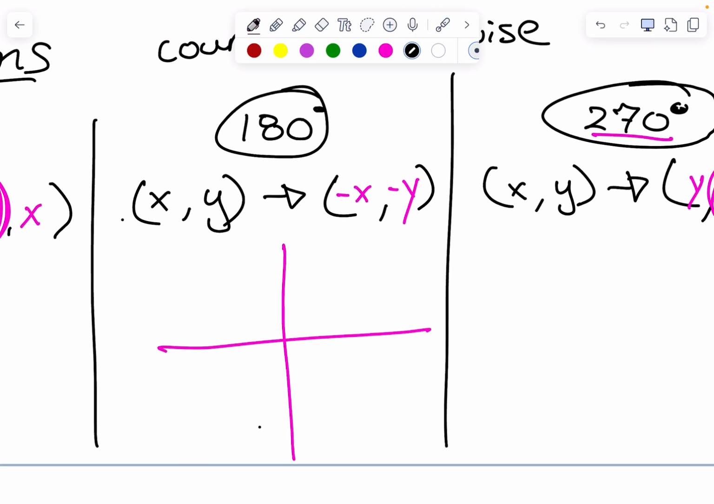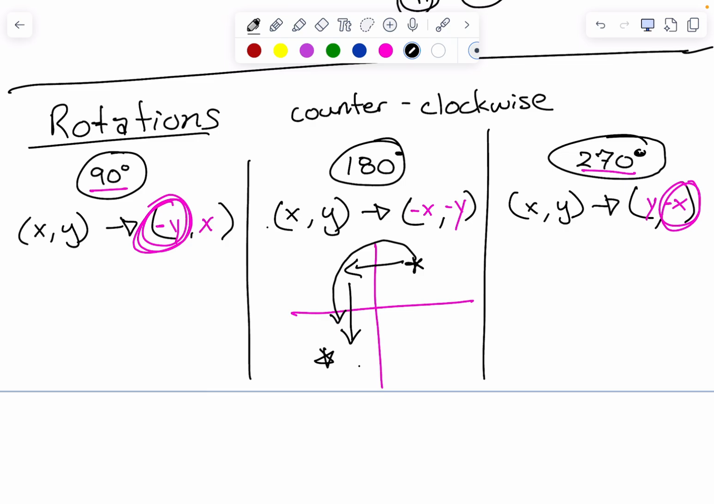If I have something over here for 180, 180 degrees is going to flip him down here. And that is the same as reflecting over the x-axis and reflecting over the y-axis, right? It's doing a negative and a negative. So 180 is just making them both negative.